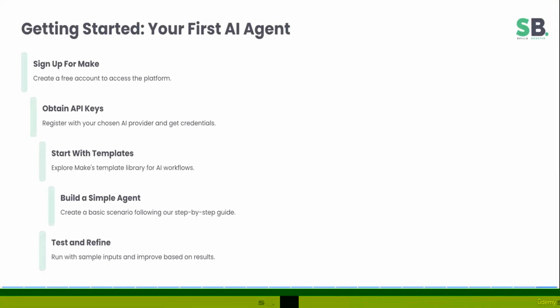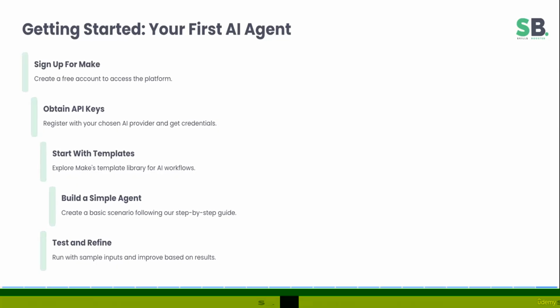Getting started: your first AI agent. Sign up for Make: create a free account to access the platform. Obtain API keys: register with your chosen AI provider and get credentials. Start with templates: explore Make's template library for AI workflows. Build a simple agent: create a basic scenario following our step-by-step guide. And test and refine: run with simple inputs and improve based on results.